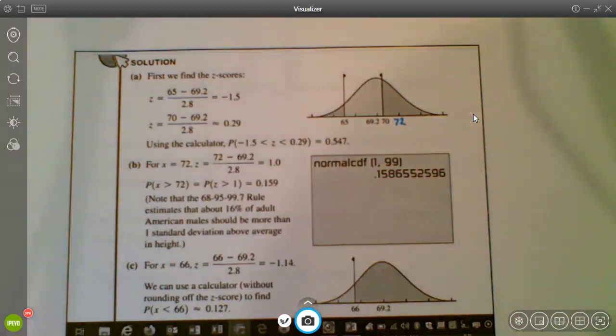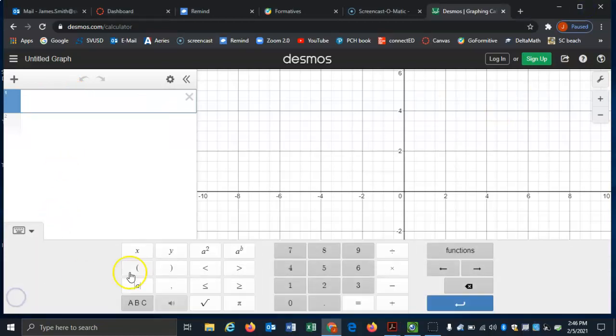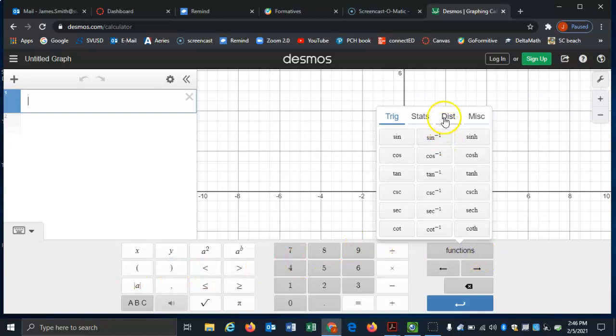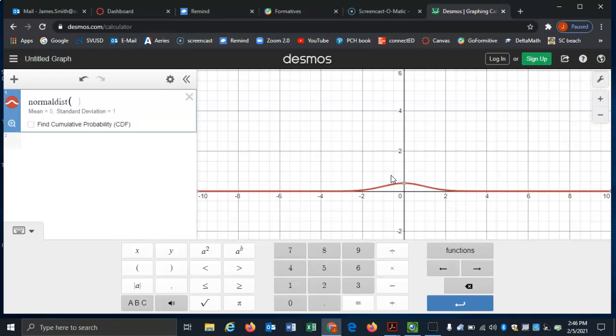Well, let me show you how some of this can get worked out in Desmos. All right, so let's switch over to Desmos for a minute. So within here, if you bring up your calculator, choose functions, go to distribution. Right here you have the option for normal distribution. And so this tells you the two things that you're going to be putting in. So they want you to put in the mean, and then a comma, and then the standard deviation. If you kept 0 and 1, then you're using the standard normal curve, and you're dealing with z-scores.